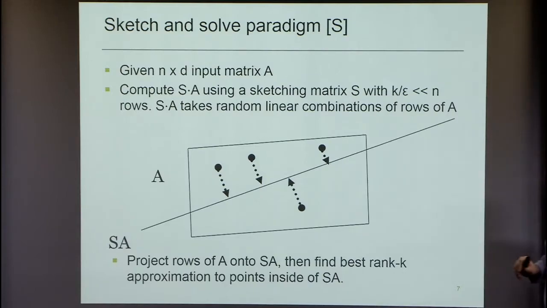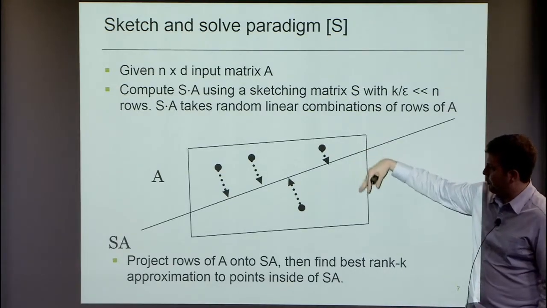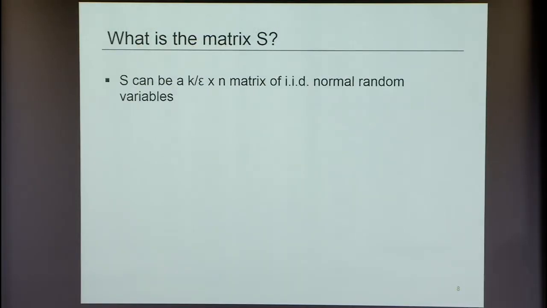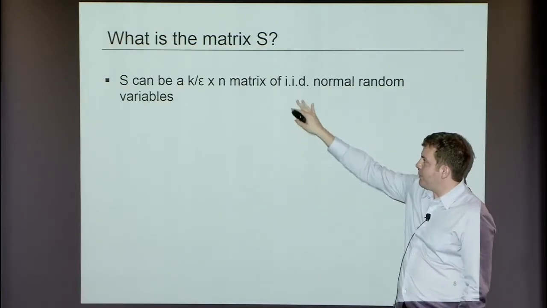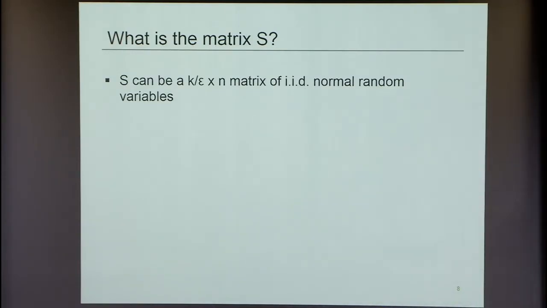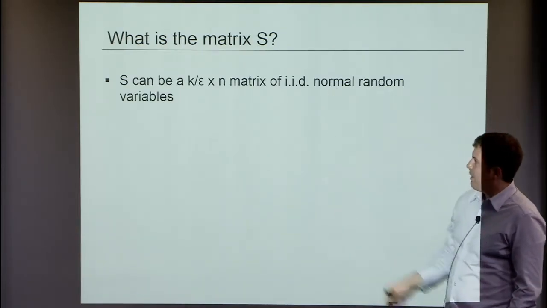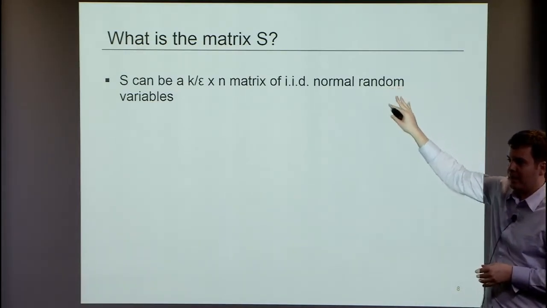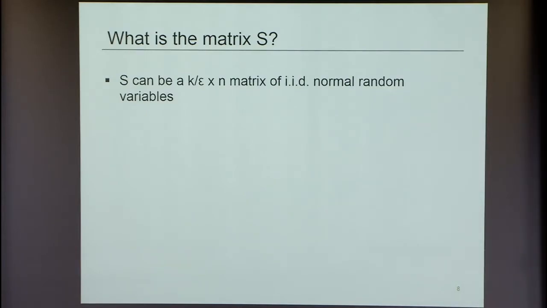So the first natural question is which matrices S work, so that if I do this procedure, I'll get a 1 plus epsilon approximation. One natural family of matrices is just a matrix of IID normal random variables. If I choose k over epsilon rows, then you can show that if I do this procedure, I'll get a 1 plus epsilon approximation. But there's a problem with choosing such an S. The problem is that S is a very dense matrix. So computing S times A itself won't give you time proportional to the time to describe the input.